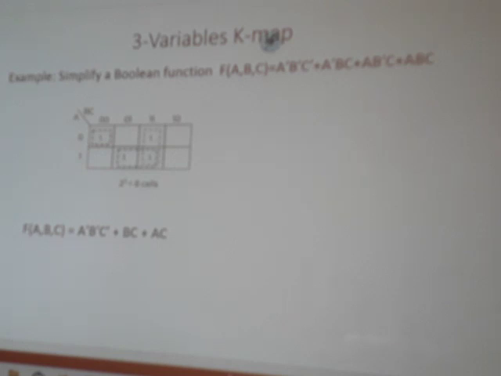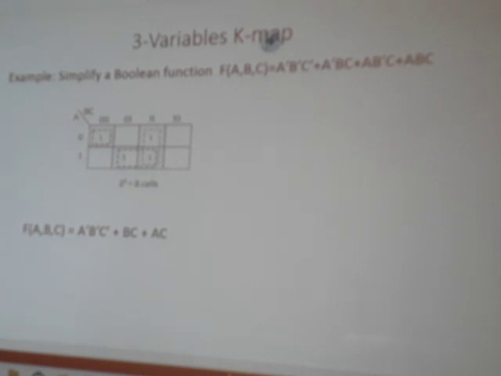The different minterms given in the function are as follows. 1 is written in the first square, which has minterm m0. Similarly, 1 is written in the third square, which represents the minterm m3. Similarly, 1 is written in the square which represents the minterm m5. Similarly, m7. So we have different ones in the different squares depending upon the terms which are given in the function. Now we will simplify it.